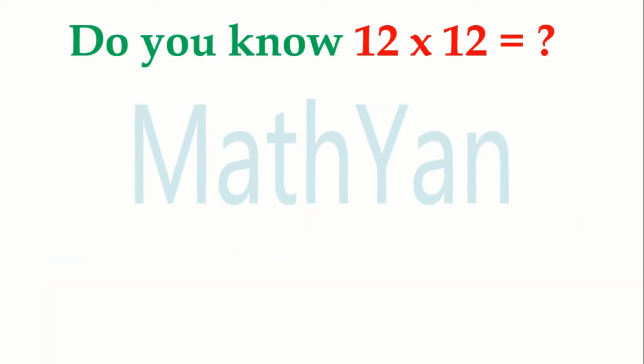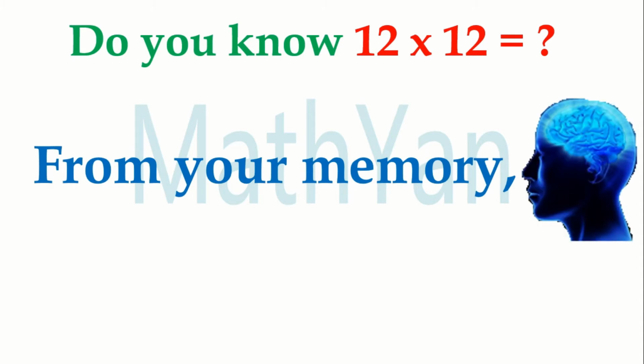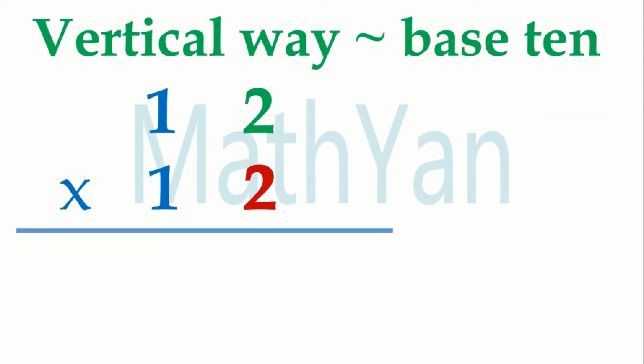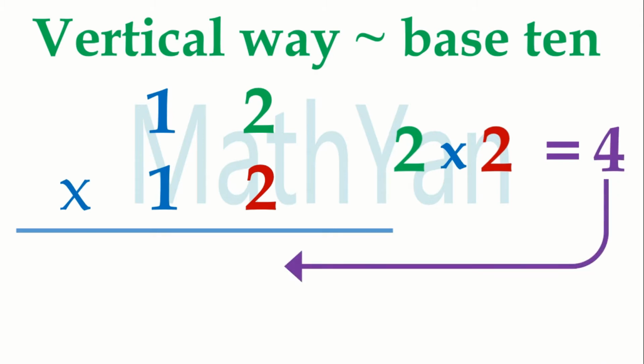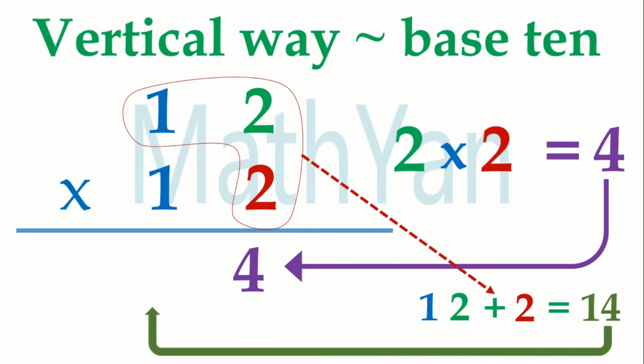Do you know 12 times 12? From your memory or your times table, you should remember 12 times 12 equals 144. If you have forgotten, I'll teach you this vertical way, base 10. You put these 2 down, and 2 times 2 equals 4. So you place your 4 here. Then 12 plus 2 is equal to 14. So you put your 14 here. So the answer is 144.